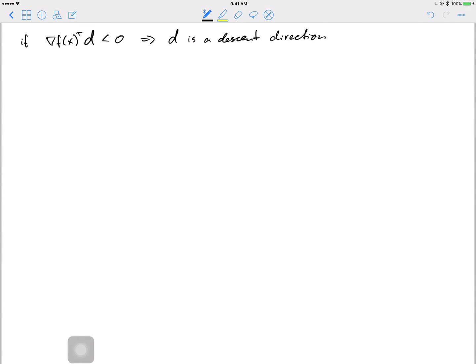Now the proof, like many proofs in calculus, probably doesn't give you an intuition why that is the case. So let me give you an intuition. Let me do it on an example.